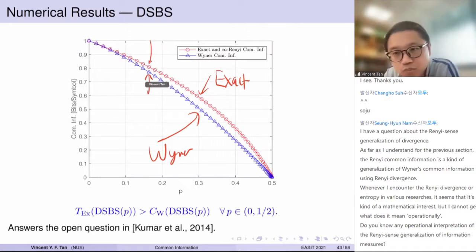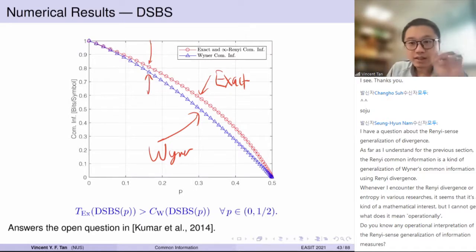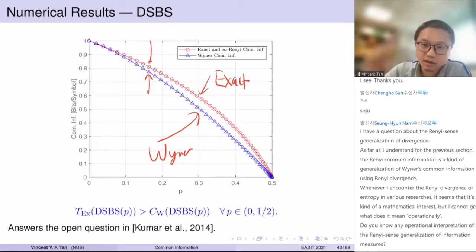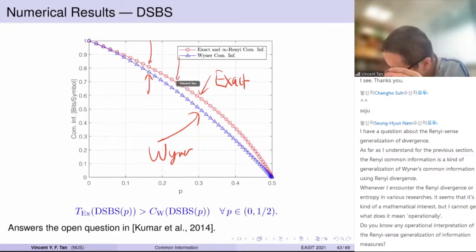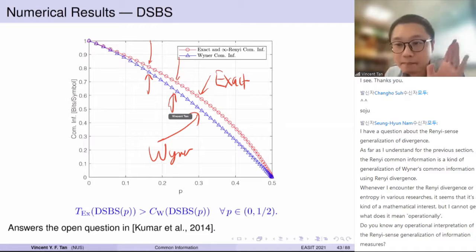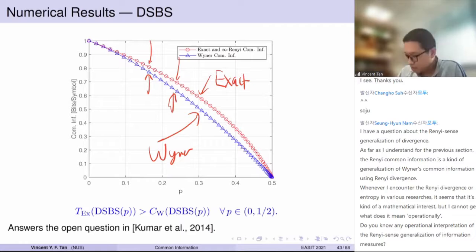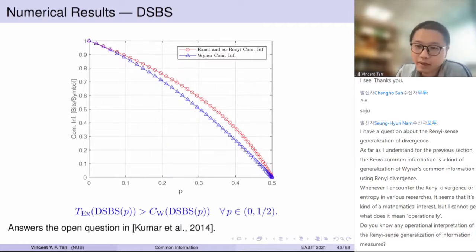So there's a gap. For the lossless source coding scenario, like in chapters 3 and 4 of Cover and Thomas, variable length, fixed length, all give you entropy, right? But in this problem here, Wyner versus exact common information, they give you different answers for the doubly symmetric binary source. And here we answer the open question in Kumar, Li and El Gamal, that there is this gap here. And this gap is not because our MATLAB is bad, or our computers do not have precision. This gap is a real gap. So this answers the first open problem in this tutorial. We will come up with 2 more later on.